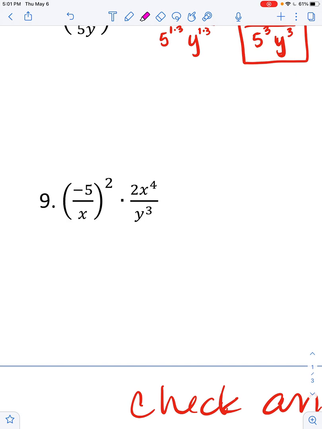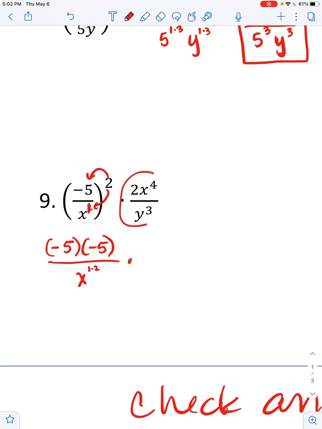Okay, this one's going to be tricky, so let's think about this one. So this means that my -5 is going to get squared, which means multiplied by itself. This is going to get squared because this was a 1. So I end up with x to the 1 times 2 power. Here, I have a 2, an x to the 4, and a y to the 3. I don't have to deal with anything else yet.